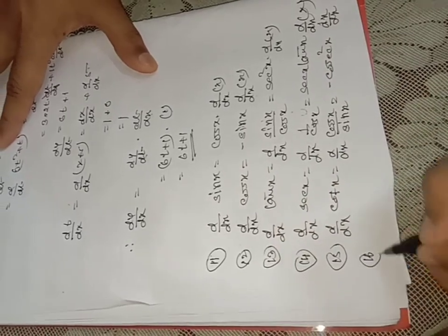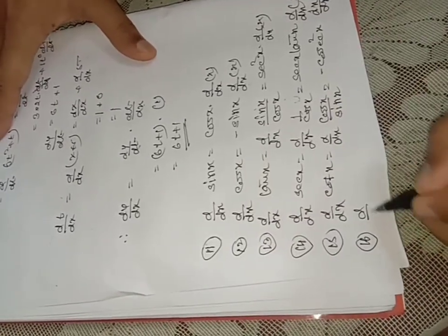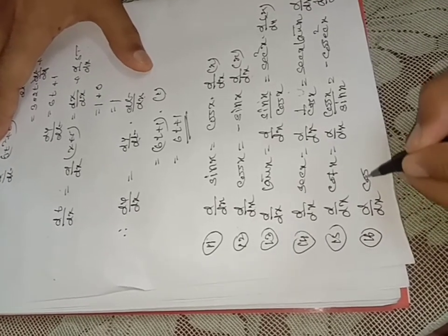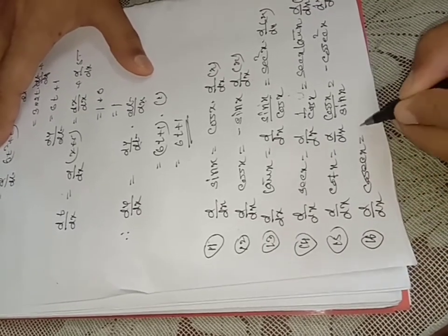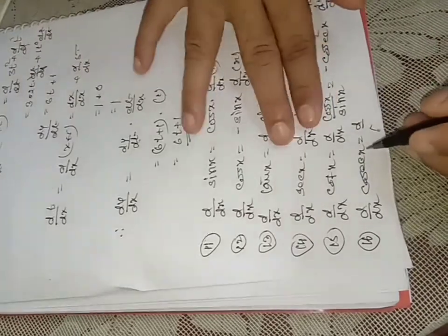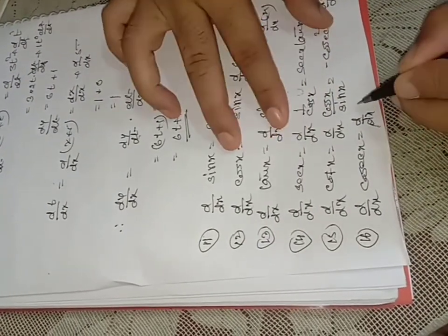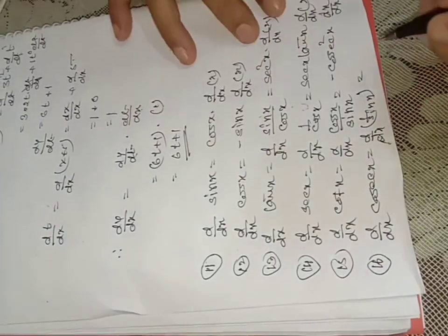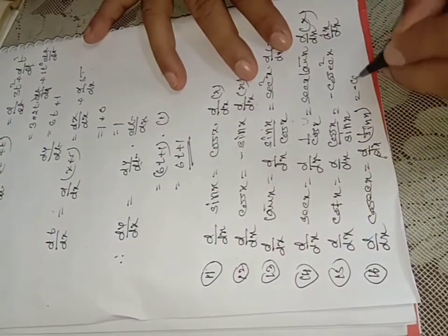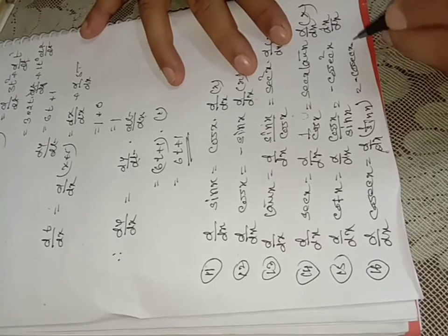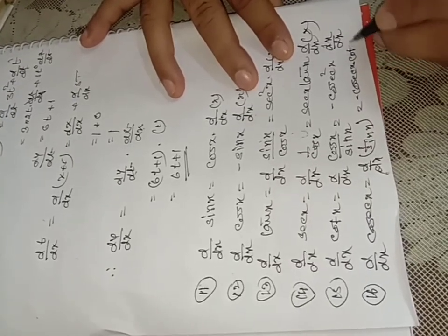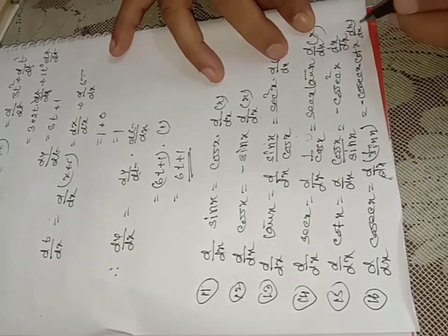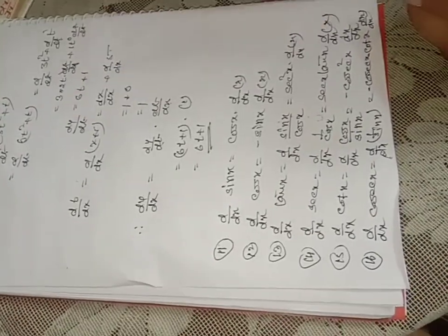And the last formula, d by dx of cosec x, and cosec is the reciprocal of sine, so we may write it as d by dx of 1 upon sin x. Use the numerator and denominator formula, so finally you will get minus cosec x cot x into d by dx of x. So these are the few formulas of differentiation.